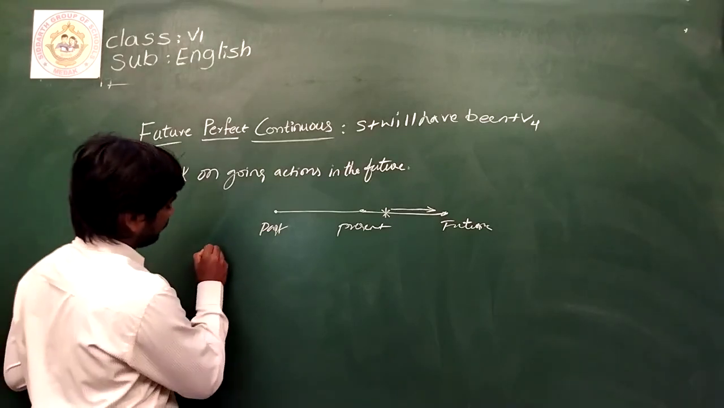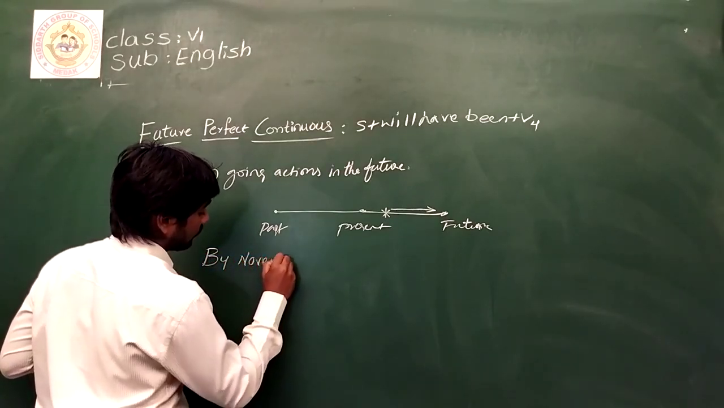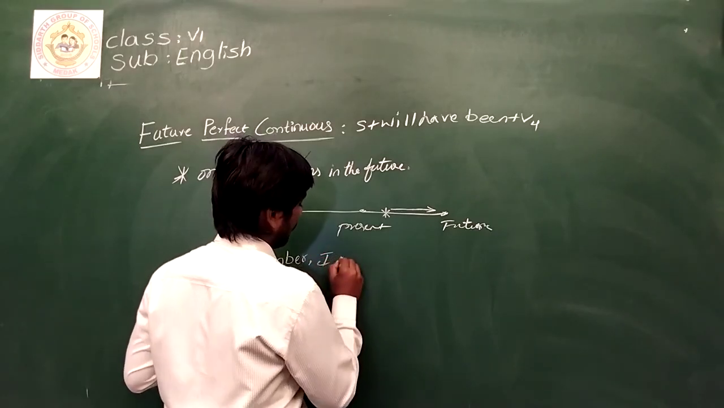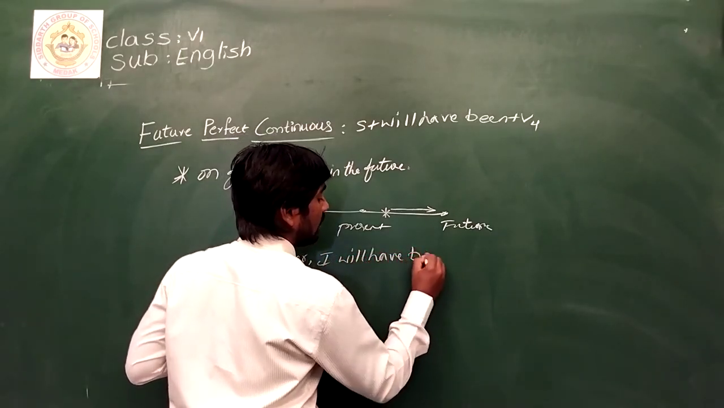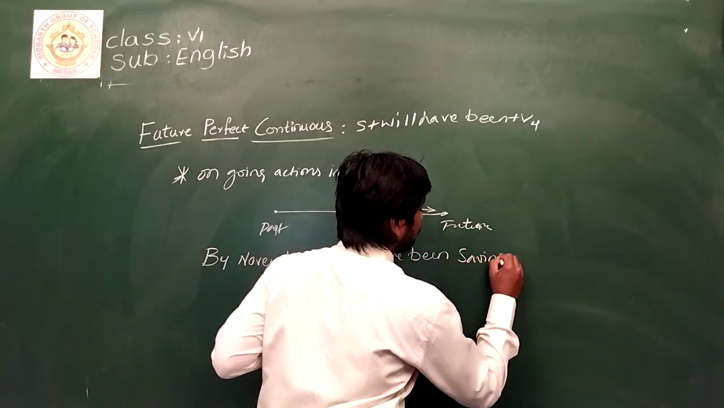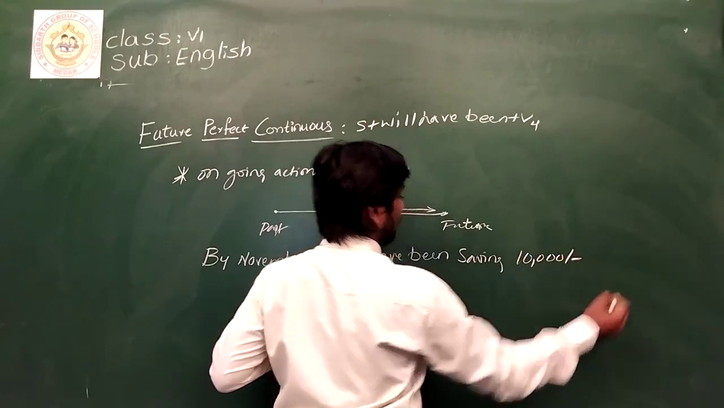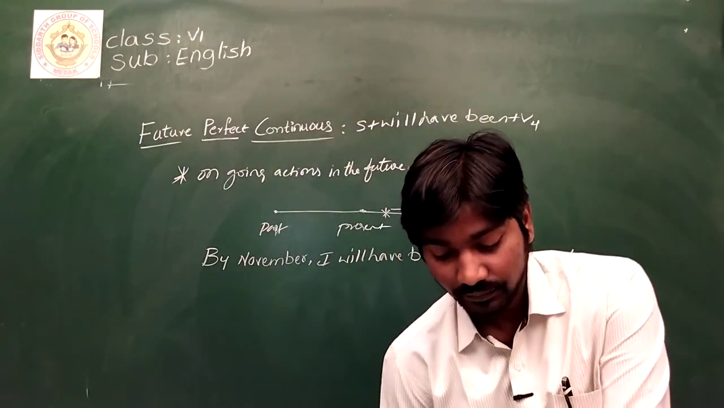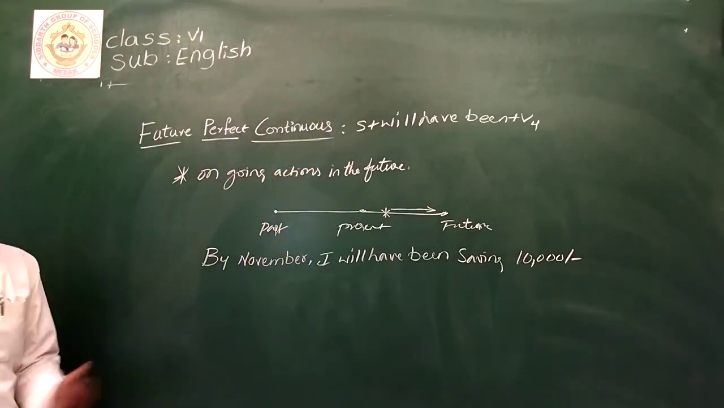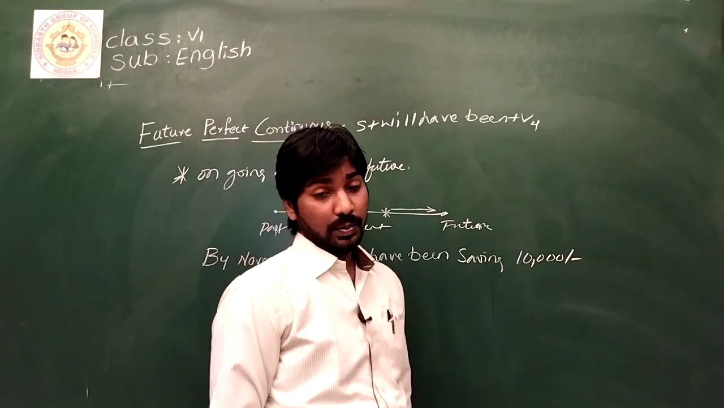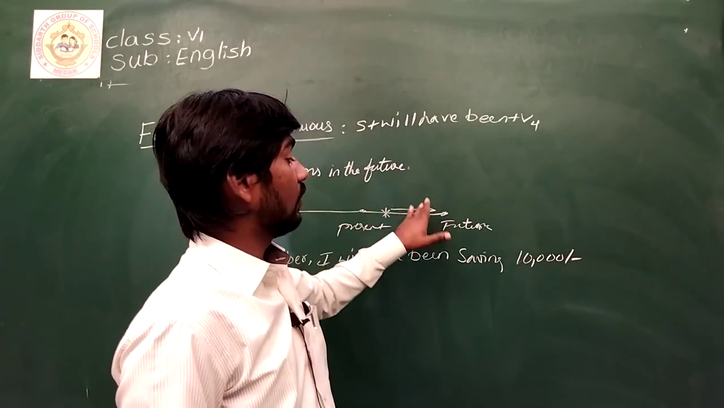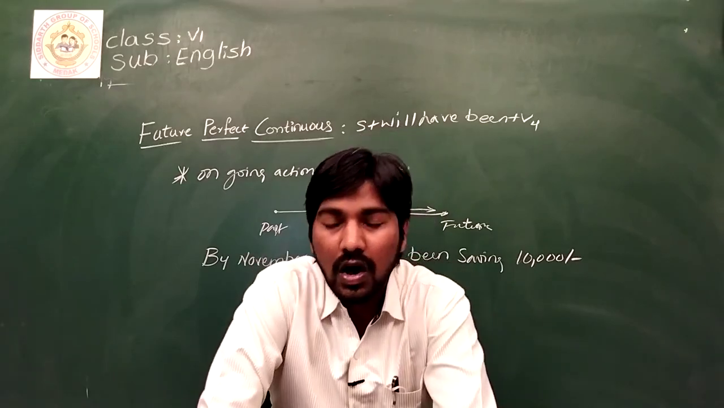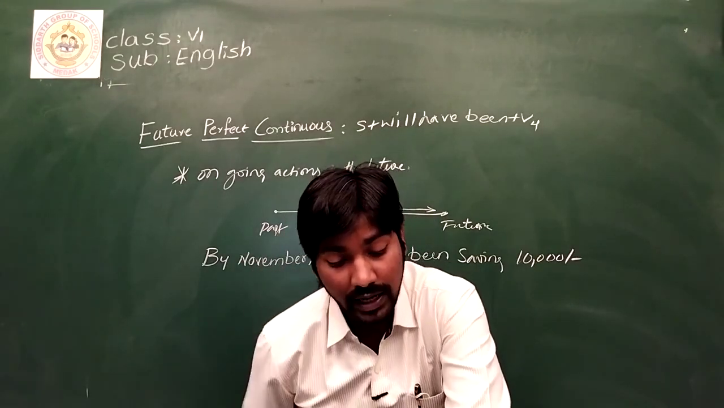Let me write you one example, the same example I gave for present future perfect. By November, I will have been saving 10,000 rupees. So by November I will save money, 10,000 rupees. It means if it starts, it will go on in the future. That is called future perfect continuous tense. We use it for ongoing actions in the future.